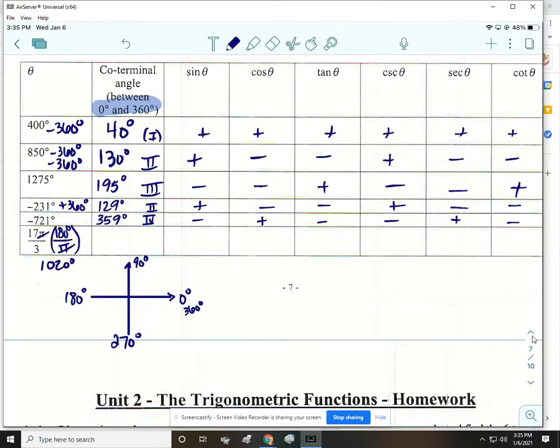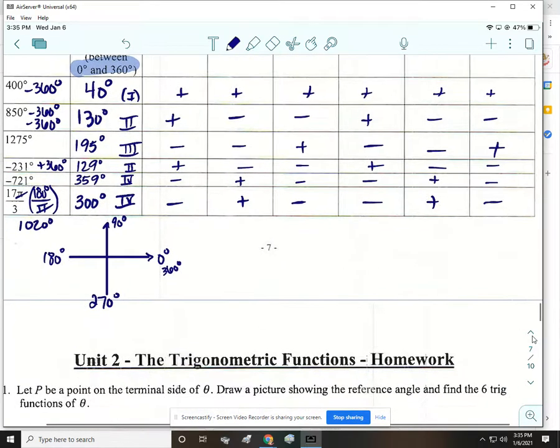And then just keep subtracting 360 until you get an angle in the range we're looking for, between 0 and 360. We get 300. 300 is in quadrant 4. Quadrant 4 is the calculus quadrant, which means cosine is positive, other two are negative, secant is positive, other two are negative. All right.